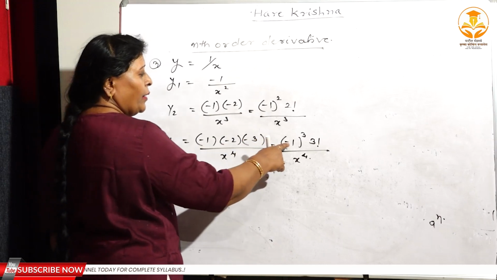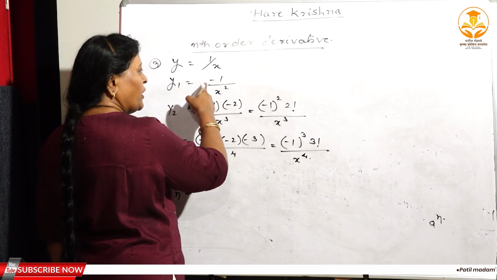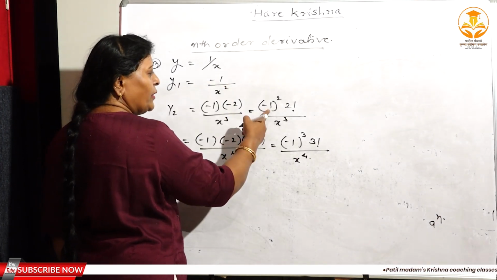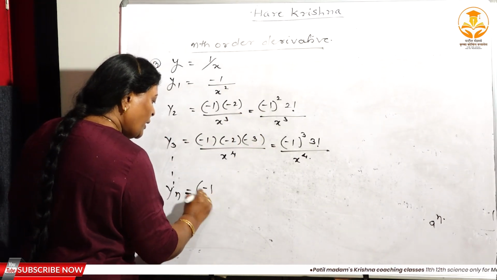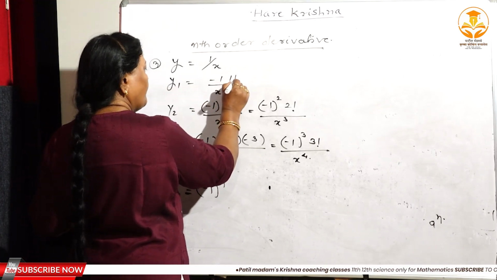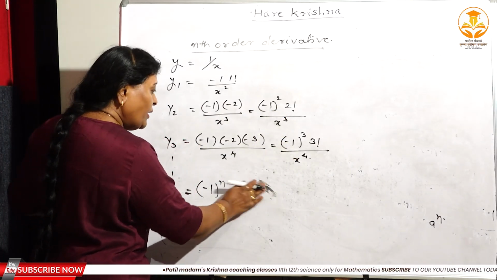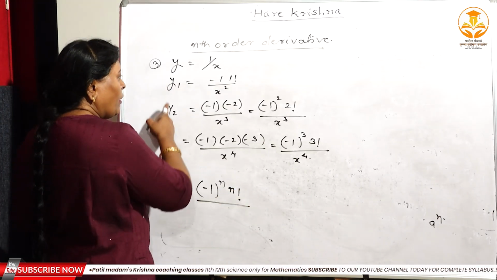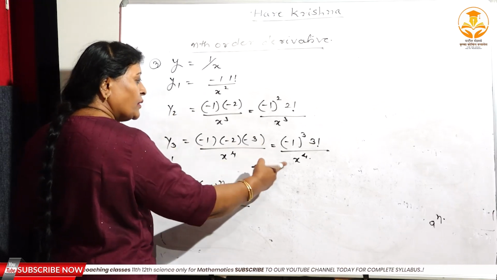See, first order minus 1 to the power 1, second order minus 1 to the power 2, third order minus 1 to the power 3, nth order minus 1 to the power n. First order factorial 1, second order factorial 2, third order factorial 3, nth order factorial n. Again, for the first order the power is 2, second order the power is 3, third order the power is 4.